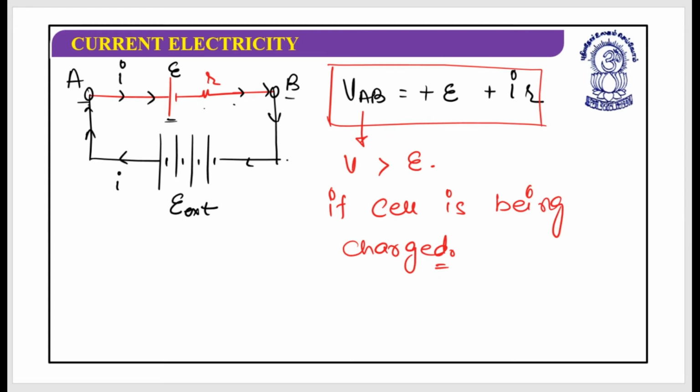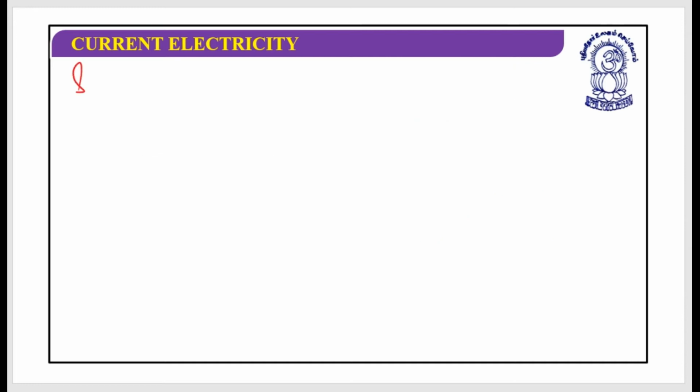So if it is the case of charging of a cell, V is equal to E plus IR, and if it is discharging of a cell, V is equal to E minus IR. Yes, so let me summarize this: summary of charging and discharging of a cell.